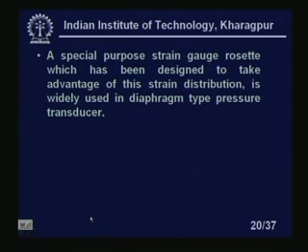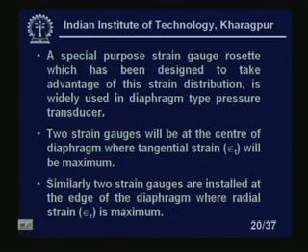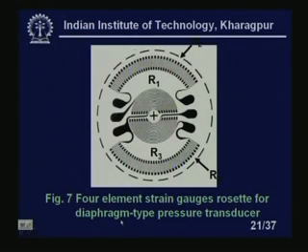A special purpose strain gauge rosette, which has been designed to take advantage of this strain distribution, is widely used in diaphragm type pressure transducers. Two strain gauges will be at the center of the diaphragm, where tangential strain will be maximum, and two strain gauges are installed at the edge of the diaphragm, where the radial strain is maximum. We will show you. This is the typical arrangement.